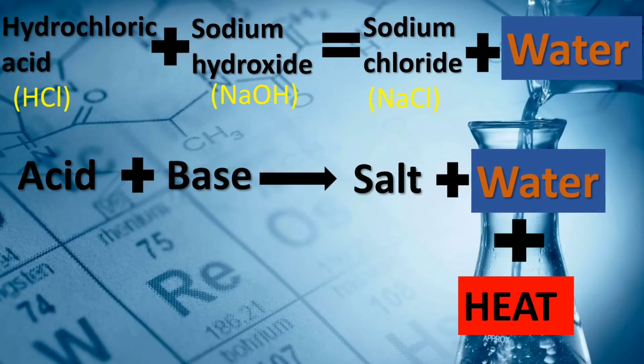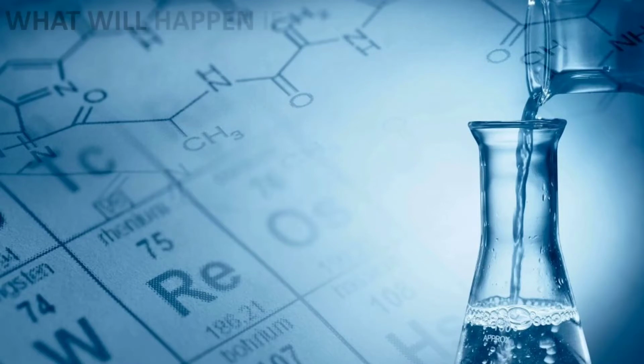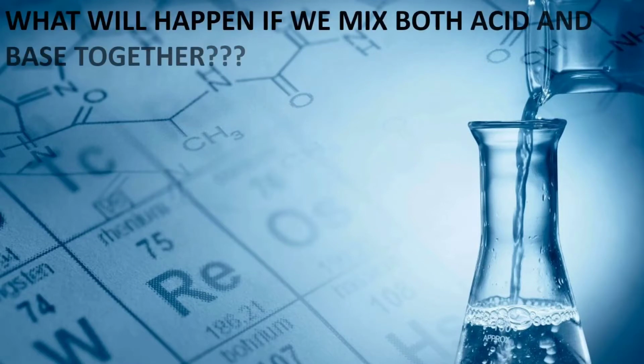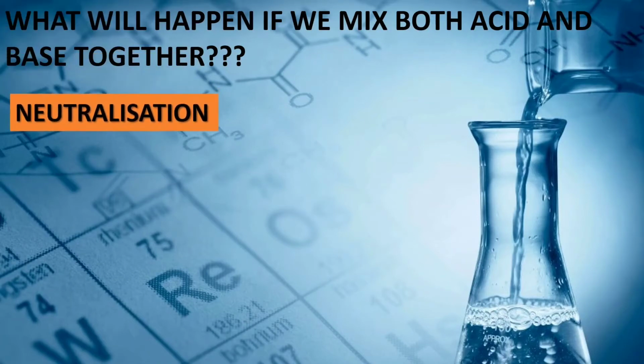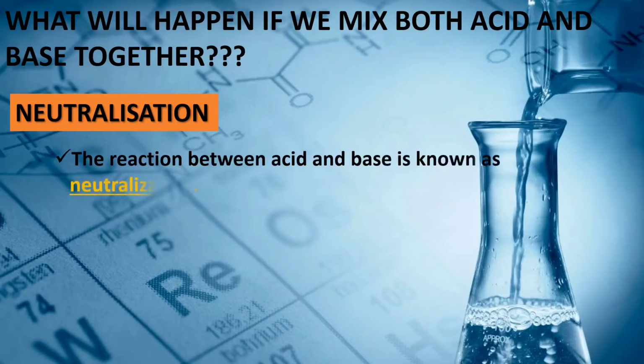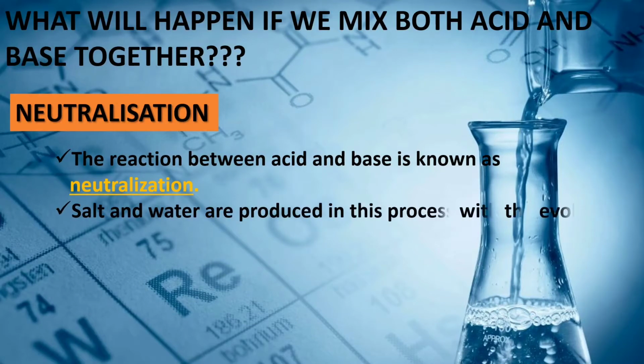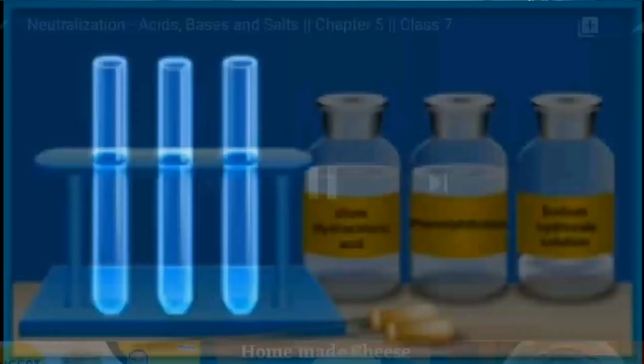Now let us name this reaction. This reaction is named neutralization. So what is neutralization? It is the reaction between acid and base and it is known as neutralization. Salt and water are both produced when acid and base react with each other. At the same time, some amount of heat is also evolved. Let us see this process with the help of an experiment.